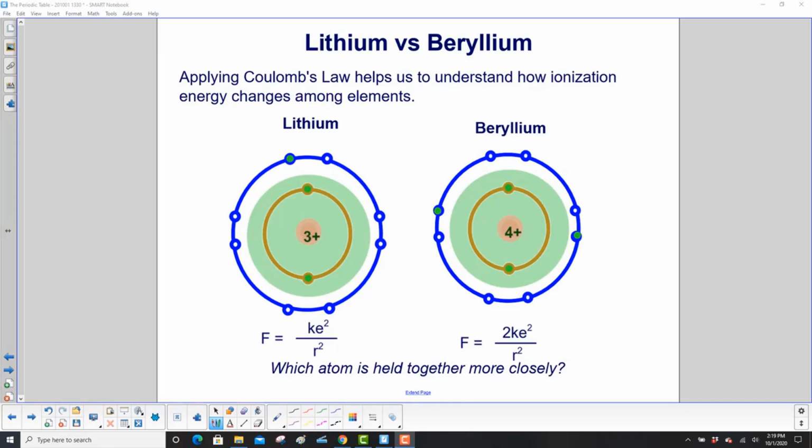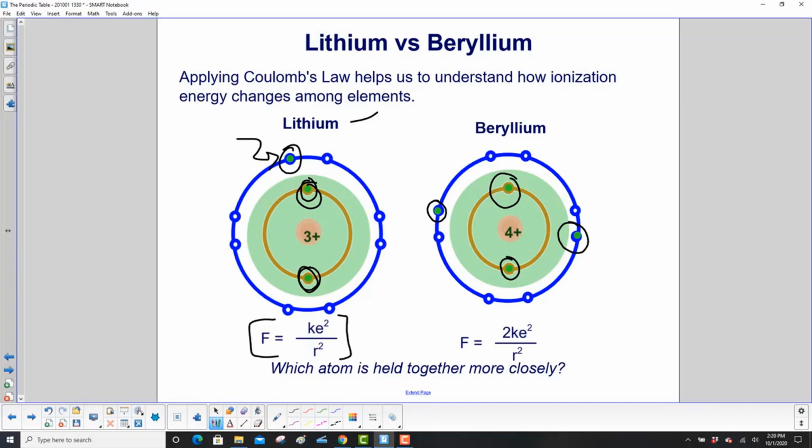Applying Coulomb's law helps us understand how ionization energy changes among elements. So we'll start with lithium. It has these 2 inner electrons shielding 1 valence electron. Beryllium, 2 inner electrons shielding 2 valence electrons. So what is the force between the protons in the nucleus and the valence electrons? Well, for lithium, this electron is shielded by these 2 electrons, so it has an effective nuclear charge of just +1. So the force is ke squared over r squared.